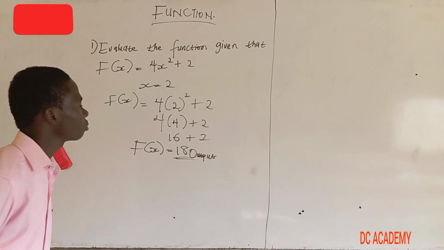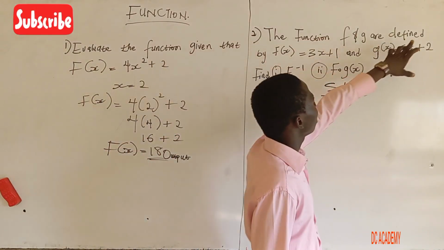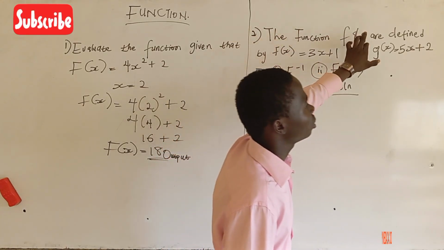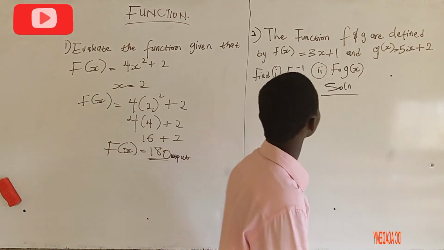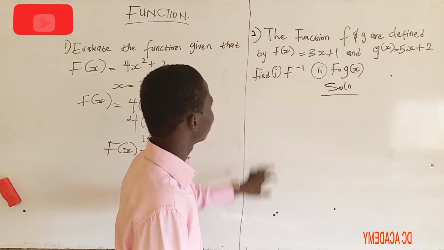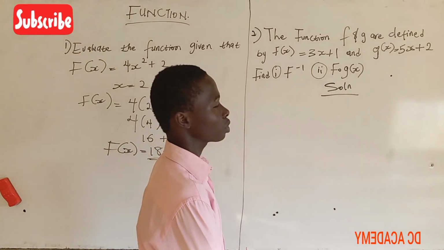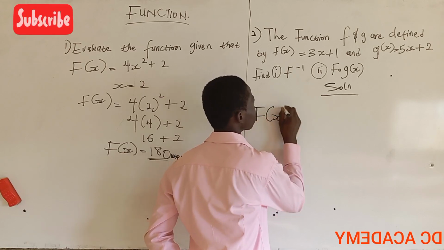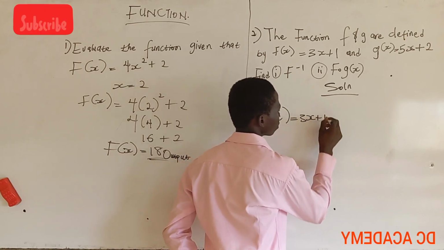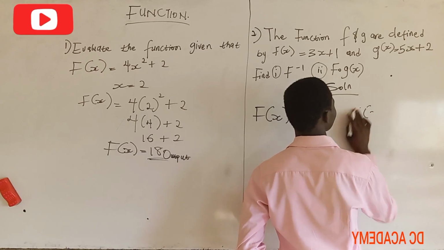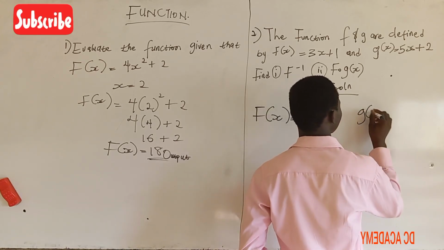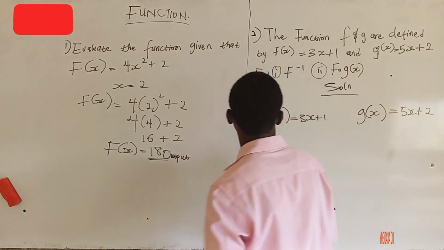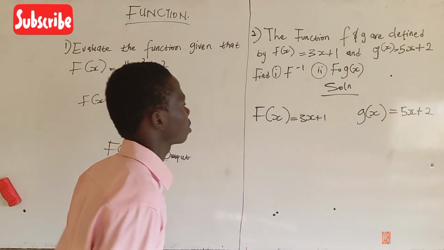Now, the next question. The functions f and g are defined by f of x equals 3x plus 1 and g of x equals 5x plus 2. This is a linear function actually. Find the inverse function of f. They give us f of x as 3x plus 1 and g of x as 5x plus 2. We're going to find f inverse.